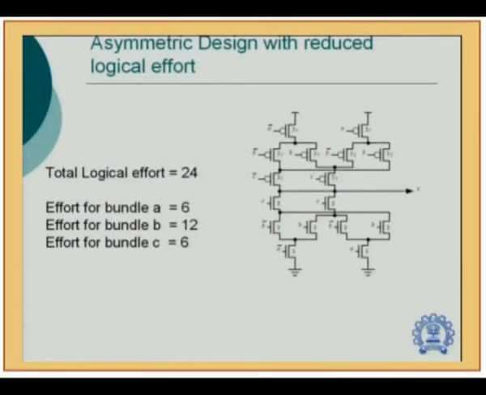And now if I do this, the logical effort for a 3 input XOR was 36. Now I have reduced it to 24. So, I can also play a game in the placement of transistors and also reduce my logical effort. This is called asymmetric. That is, the upper size and lower are not identical.